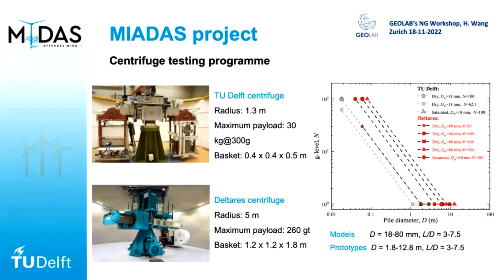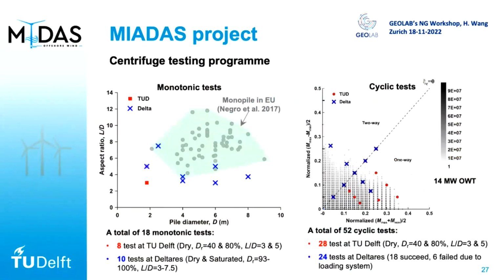And so what we did is, on the left, I show you a figure of basically what monopiles there are. As you can see, the green dots are from before 2017. And I think in recent years it has become much larger in diameter, and the aspect ratio has decreased. Basically, our modeling covered all the possible cases, and we performed quite many tests in different density sand, different pile configurations, and both saturated and dry sand.